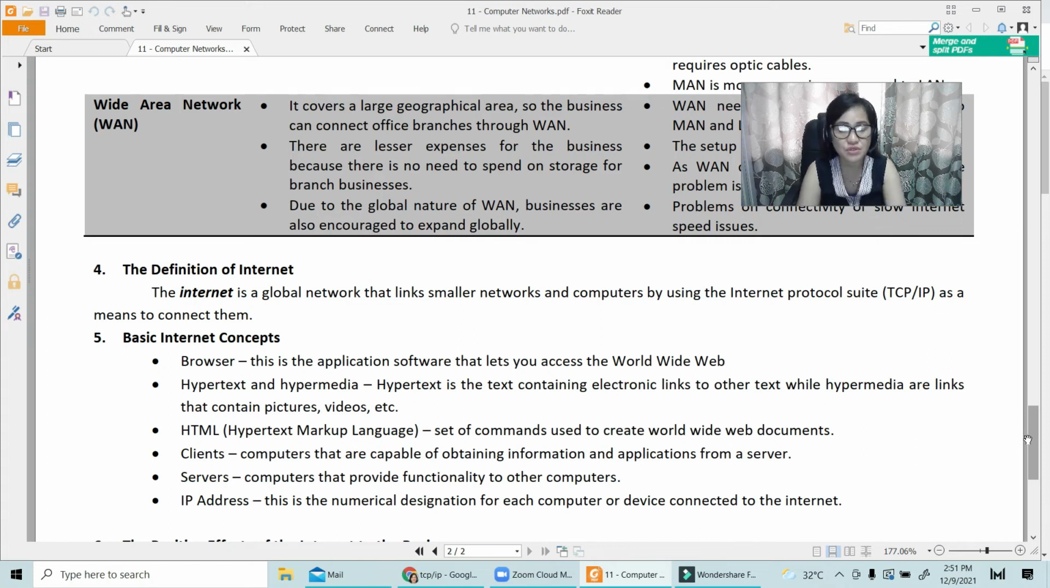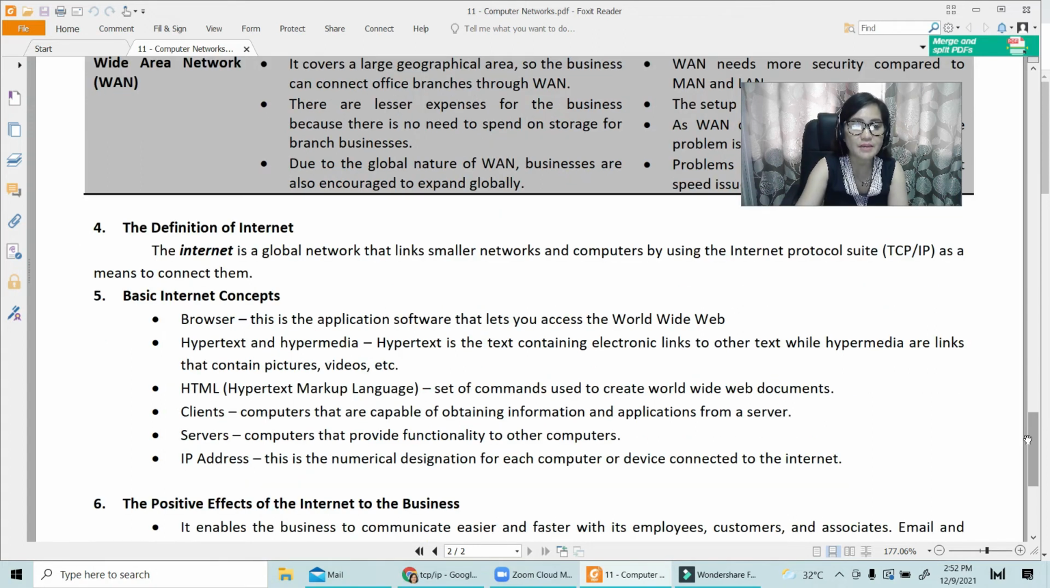And then we also have the server. So speaking about the server, these are the computers that provide functionality to other computers. So the server provides the information or the functionalities for other computers that are connected to it. So most likely the server has much heavier specifications, so that the server can accommodate all the computers that are connected to it. It has high specifications when it comes to hardware, and the software specification as well.